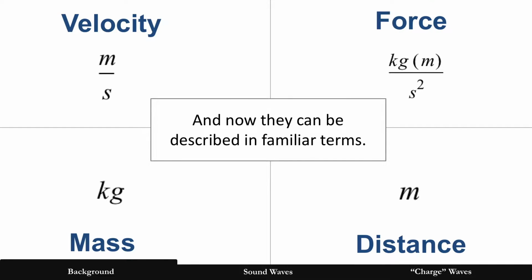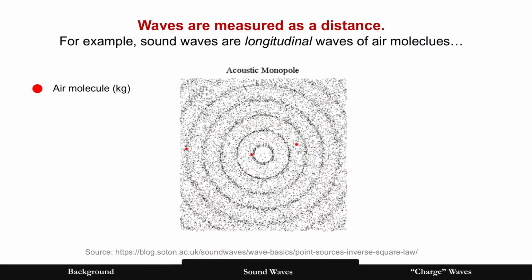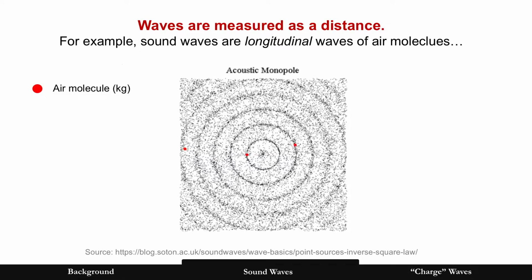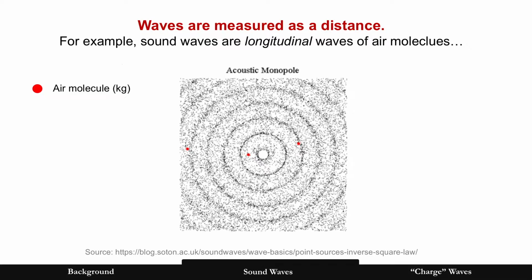Okay, but now there's another issue, right? The bottom two, that started with inductance, and now we're at a mass, and the one on the right started with charge, and now it's a distance. How can it be mass and a distance? Well, let's take an example of sound waves. All right, waves are measured as a distance. Think about wavelength between two waves, or you measure it based on the height of the wave.